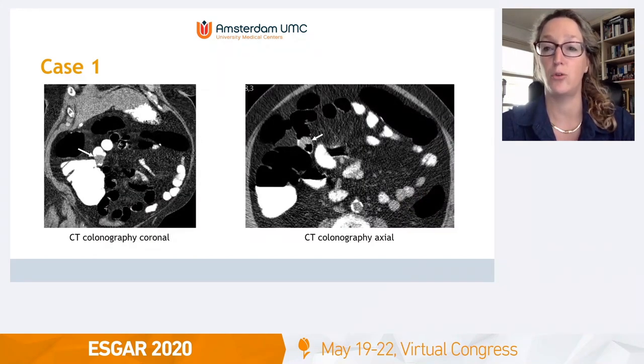On this slide, I show you two images of the CT colonography. On the left-hand side, you see the coronal image with the white arrow pointing to a polypoid intraluminal mass in a small bowel loop. And on the right image, you can again see the mass located on the right side of the abdomen in a small bowel loop.